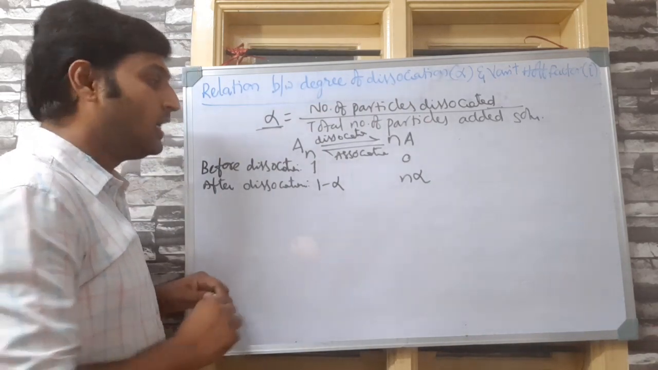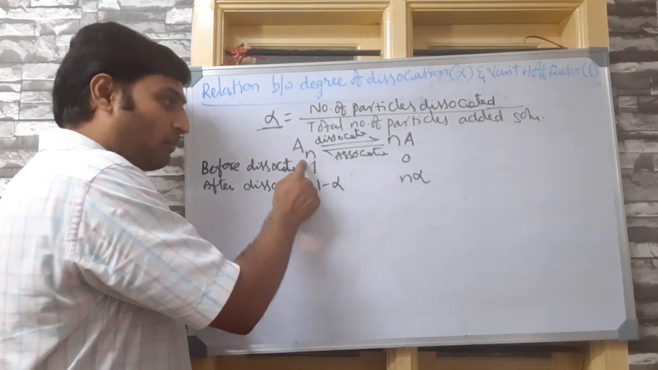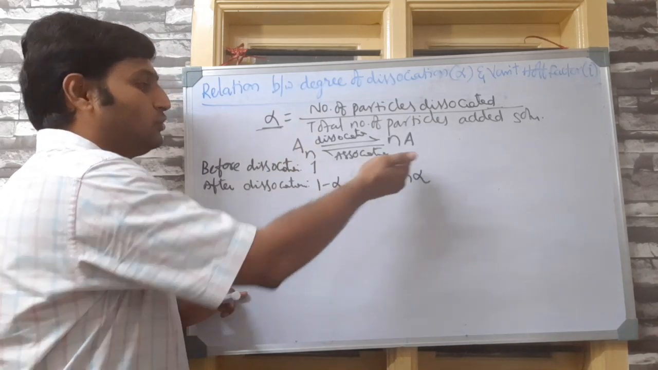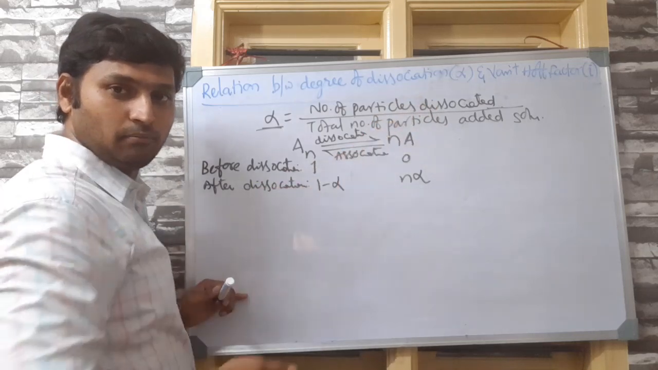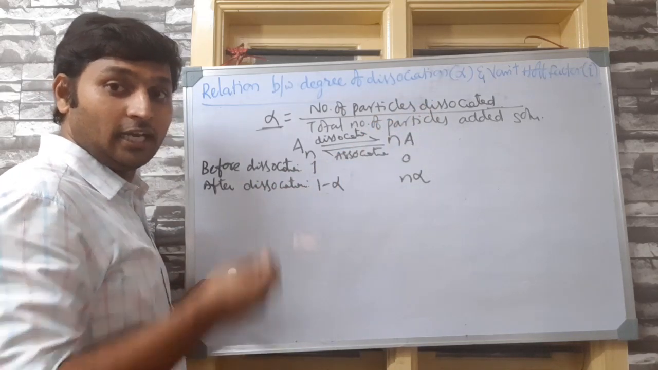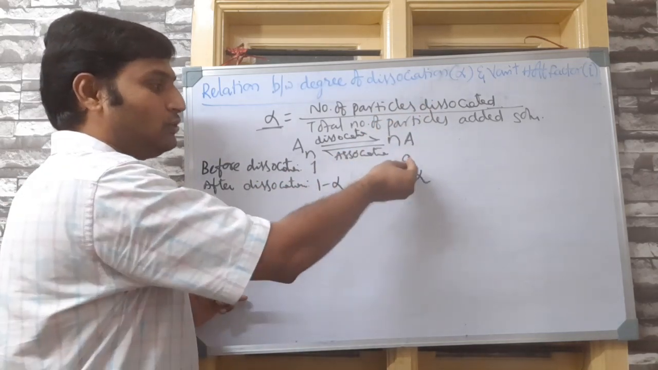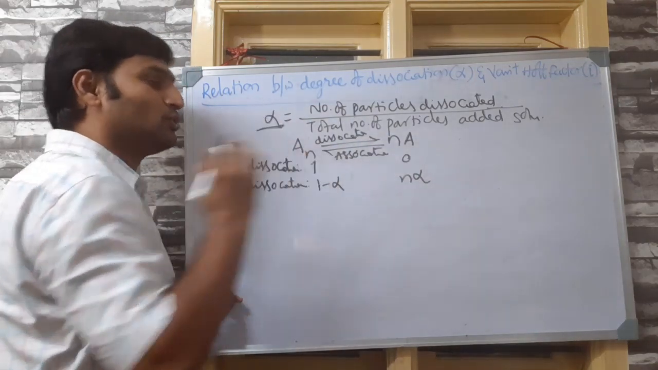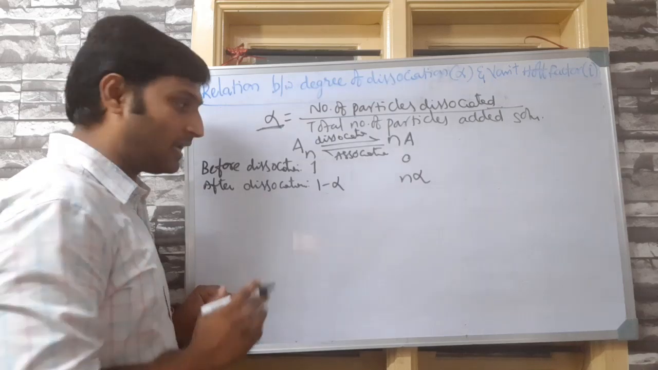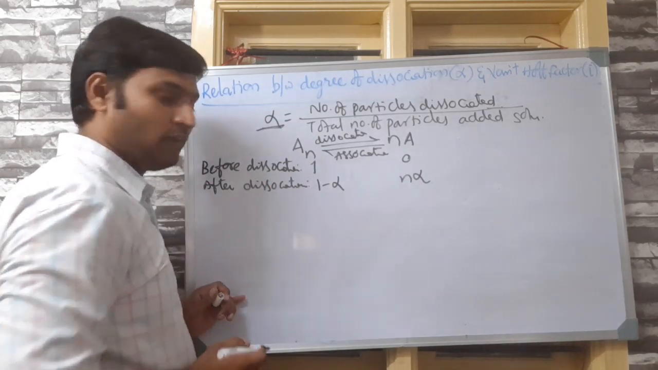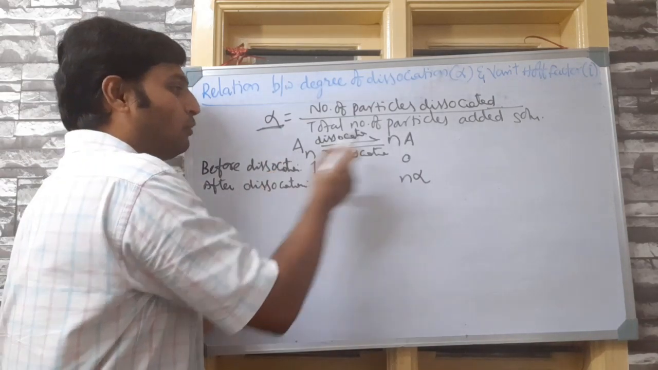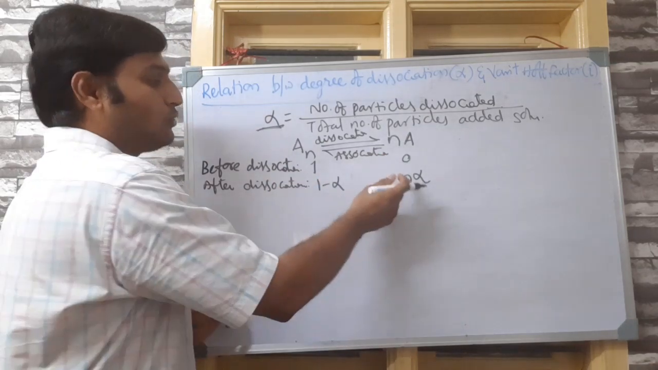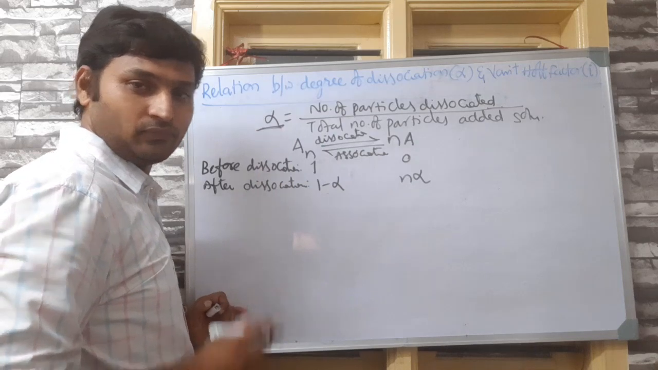I repeat. I am assuming I have started with 1 mole of this solute, and initially before dissociation there will be no particles after dissociation, meaning the result of dissociation particles is nil. Now assume alpha moles have dissociated out of 1, then 1 minus alpha will be left out, and for every 1 mole, n moles are formed. That's why for alpha moles, n alpha moles would have formed.